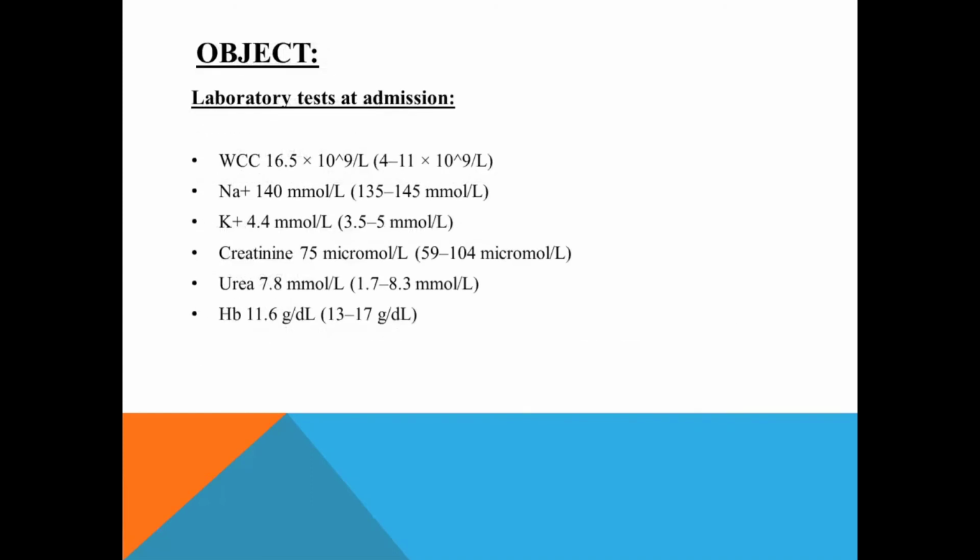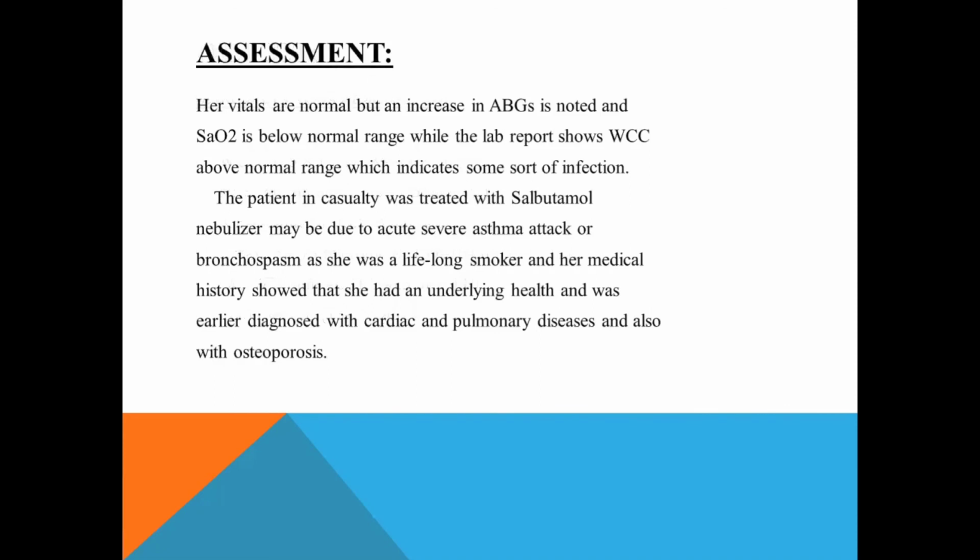Laboratory tests are all normal except for the white cell count, that is somewhat above the normal range, which shows that the patient has some sort of infection. Assessment: her vitals are normal, but an increase in arterial blood gases is noted, and oxygen saturation is below normal range, while the lab report shows white cell count above normal range, which indicates some sort of infection. The patient in casualty was treated with salbutamol nebulizer, maybe due to acute severe asthma attack or bronchospasm, as she was a lifelong smoker, and her medical history showed that she had underlying health problems and was earlier diagnosed with cardiac and pulmonary diseases, and also with osteoporosis.